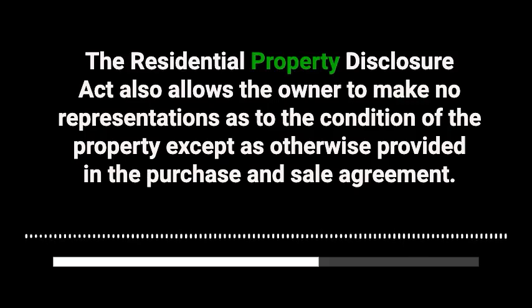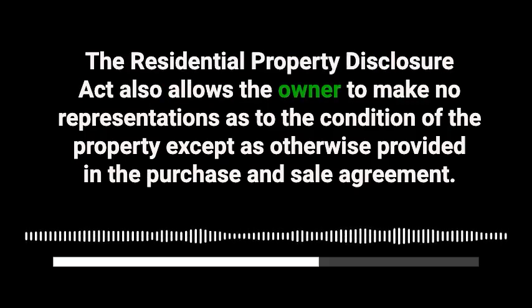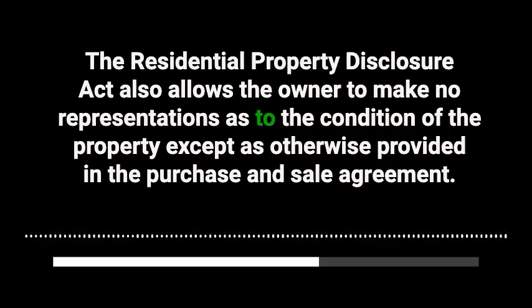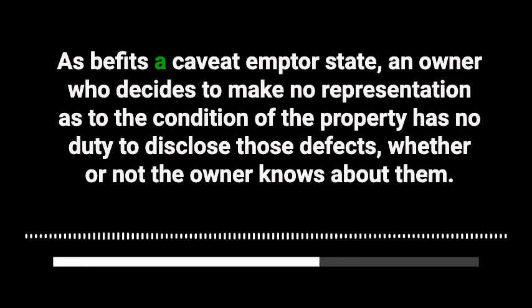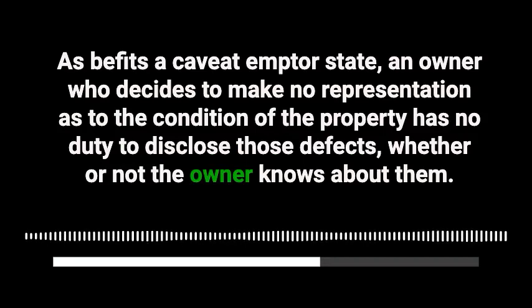The Residential Property Disclosure Act also allows the owner to make no representations as to the condition of the property except as otherwise provided in the purchase and sale agreement. As befits a caveat emptor state, an owner who decides to make no representation as to the condition of the property has no duty to disclose those defects, whether or not the owner knows about them.